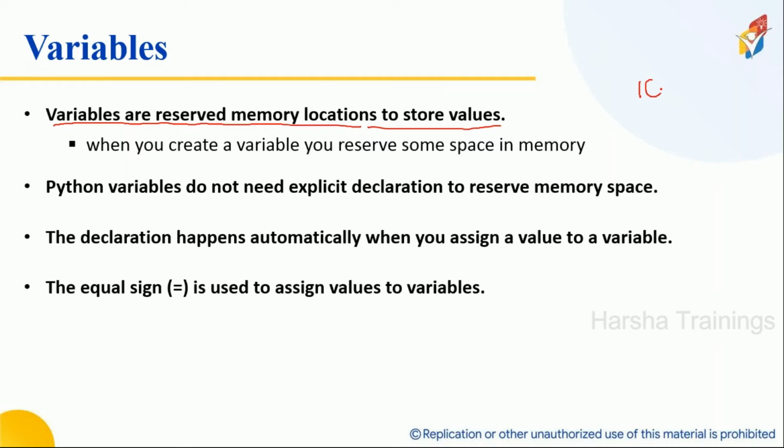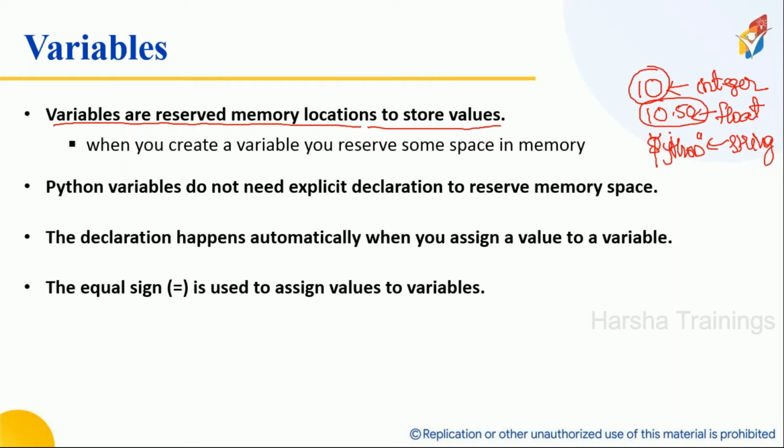If I want to store 10, 10 is called an integer in programming languages. 10.50 is called a float. I will discuss in a few minutes what the data types are. Python in double quotes is called a string. Can I call these values? This is an integer value, this is a float value, this is a string value. Okay? Now look here.